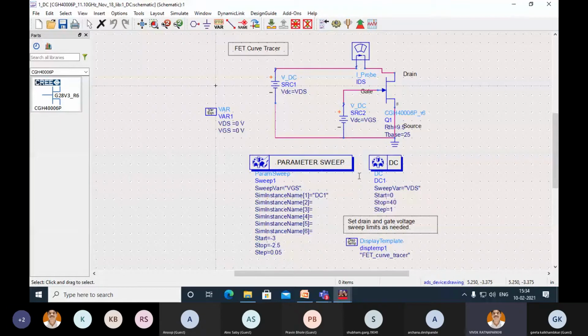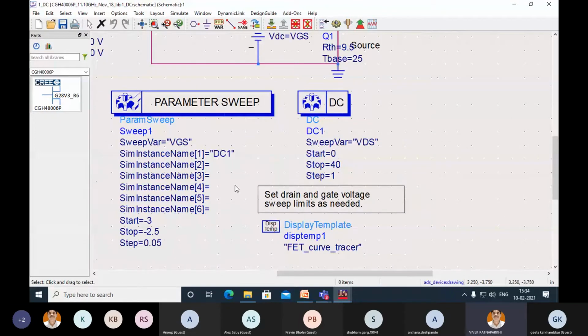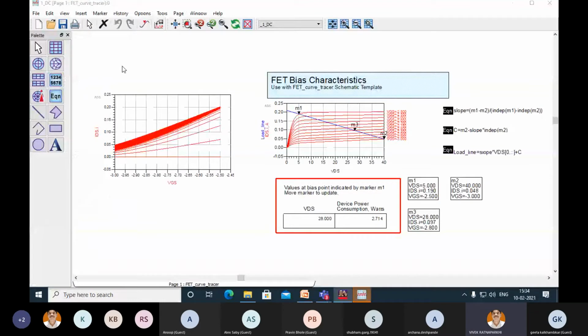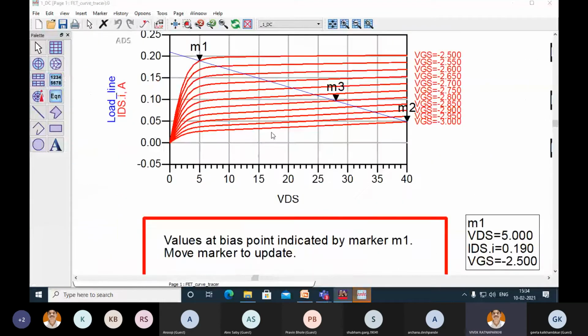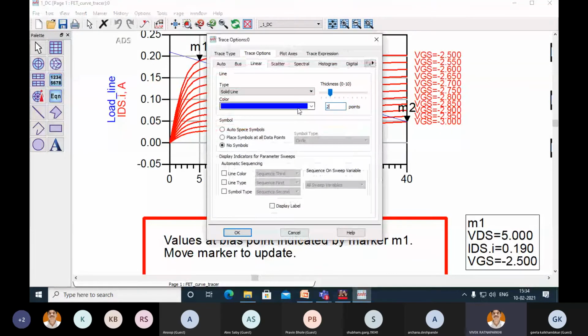We are varying now VDS and VGS in specified ranges and trying to plot the DC-IV characteristics. So I have plotted it. So one by one we'll see. This is the exactly similar kind of a curve, VDS versus IDS. The only thing which I have added over here is the load line. So once you have load line in front of you, you can easily understand what is my bias point.